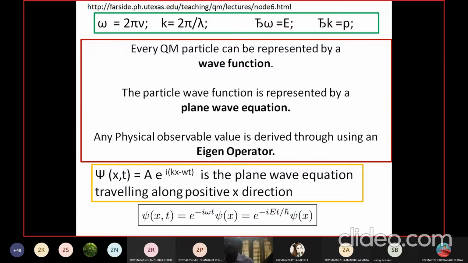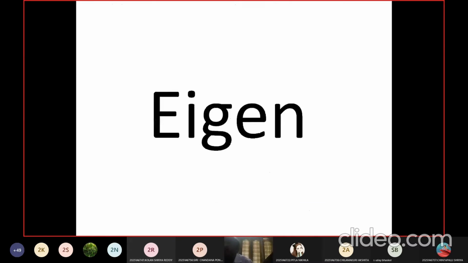That is the general way. If I want to represent it in a different way, it's up to you, but name it the matter wave equation. So every quantum mechanical particle can be represented by a wave function, and the particle wave function is represented by a plane wave equation. Will that be any equation? No, it should be a plane wave equation. What do you mean by plane wave equation? When you say a plane wave, that implies you have a set of waves traveling in the same direction.